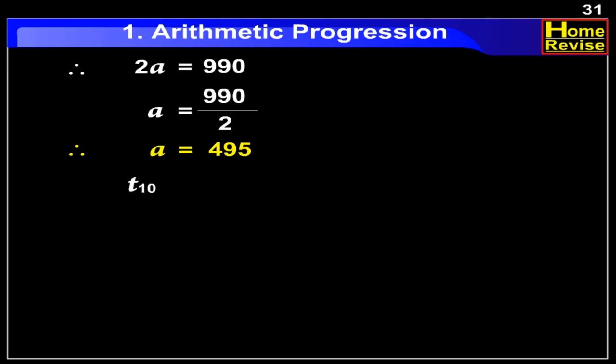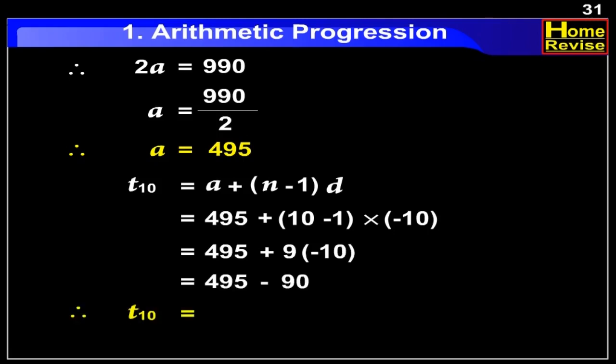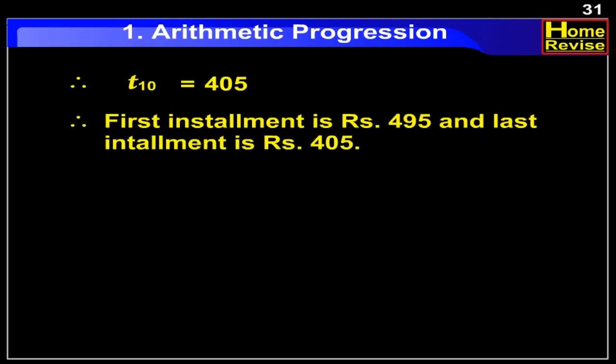Now, T10 is equal to a plus (n minus 1) into d, which is equal to 495 plus (10 minus 1) into minus 10, is equal to 495 plus 9 into minus 10, which is equal to 495 minus 90. Therefore, T10 is equal to 405. Therefore, the first installment is rupees 495 and the last installment is rupees 405.